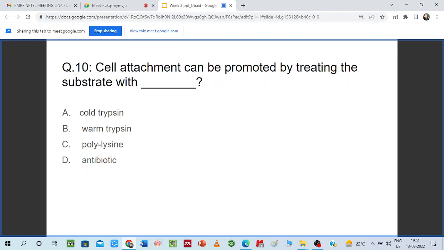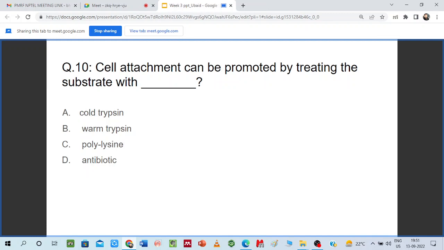So Rajesh has answered correctly that trypsin is used to detach the cells. Nandini has given this exact answer as well: it digests the extracellular matrix, and because of the digestion of the extracellular matrix, the cells detach from the cell culture plate.